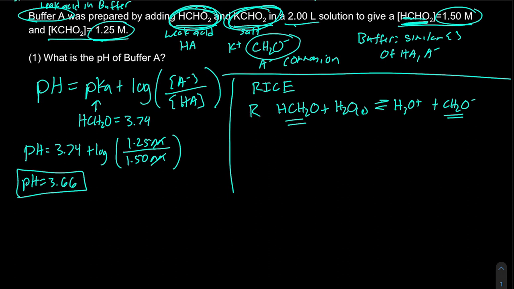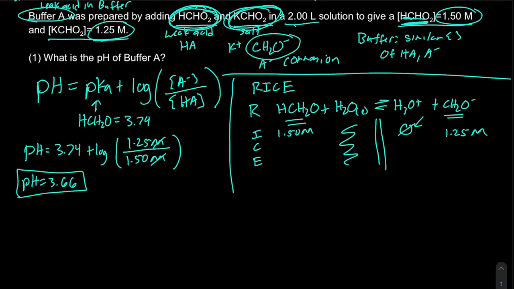So again, now we have our reaction. We want to write our initial, change, and equilibrium for those. So we start with 1.5 molarity of our formic acid. We start with 1.25 molarity of the formate ion, and we didn't directly add in any hydronium. Water is a pure liquid, so we don't include that in our K values and our expressions.